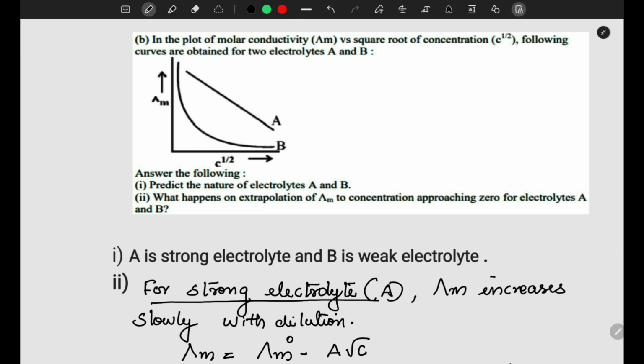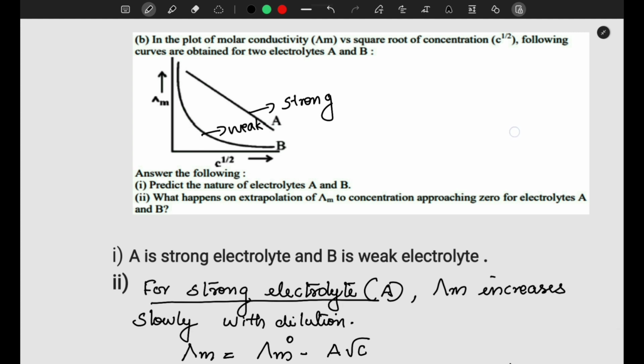Here, A is a strong electrolyte because in the case of A, the molar conductivity increases slowly with the dilution. So, the electrolyte A is a strong electrolyte and B is a weak electrolyte because in the case of B, we can see a steep increase in molar conductivity with the dilution.